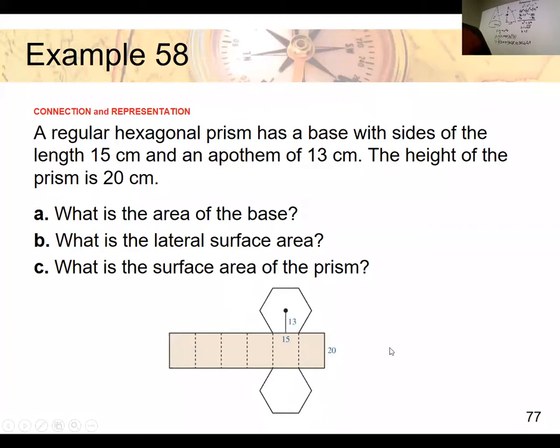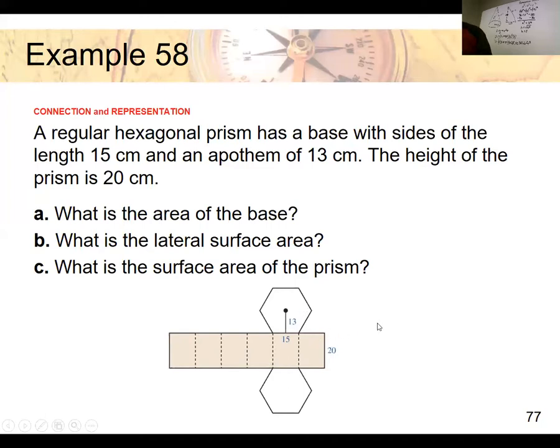In part A, they want the area of the base. Part B, the lateral surface area, and the surface area of the prism. What they're talking about with the lateral surface area, that's going to be this flat surface that you see here. That's the lateral surface area that's in orange. Your bases are the hexagons on the top and the bottom.